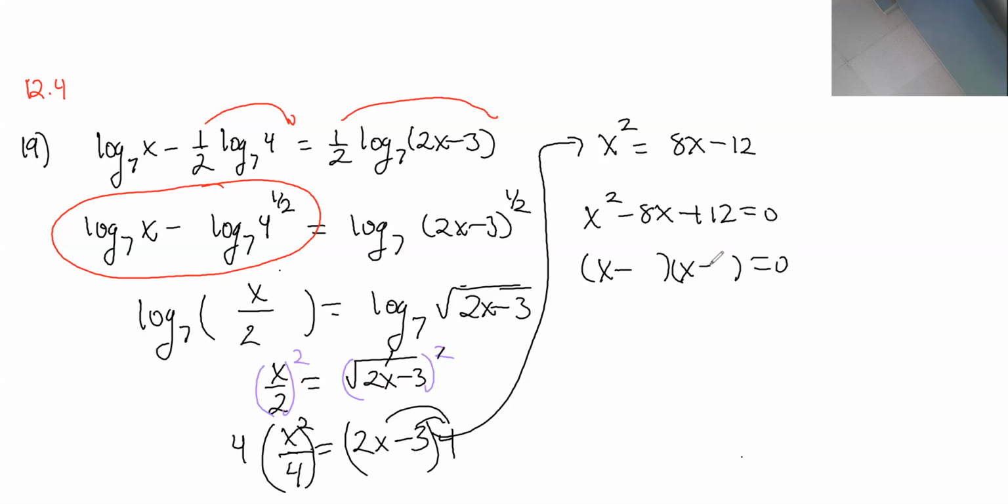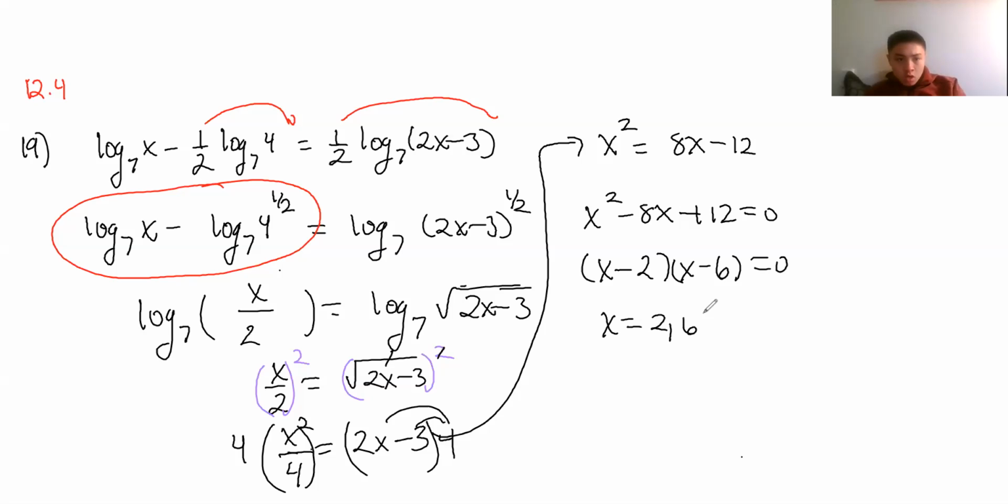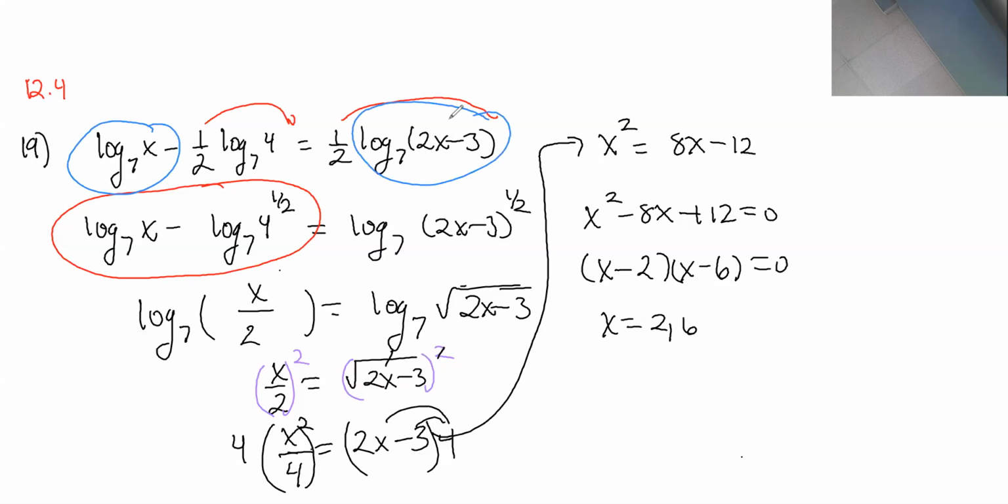And what does it factor to? X minus 2, x minus 6. Okay, and what does that give me? X equals 2, 6. And then you check it anywhere there's an X. So let's see, where are my X's? I'm going to check it right here and right there. Those are where my X's are. That's an easy one to check without any writing.